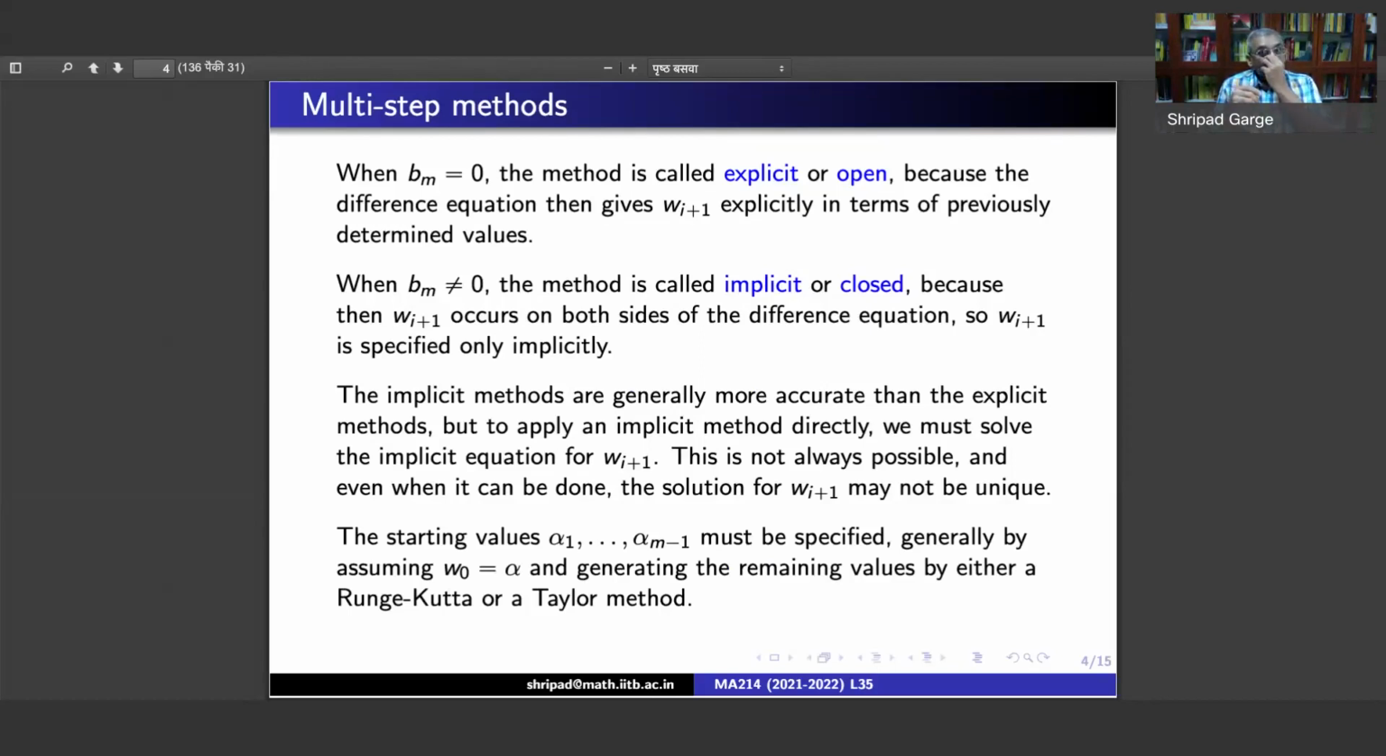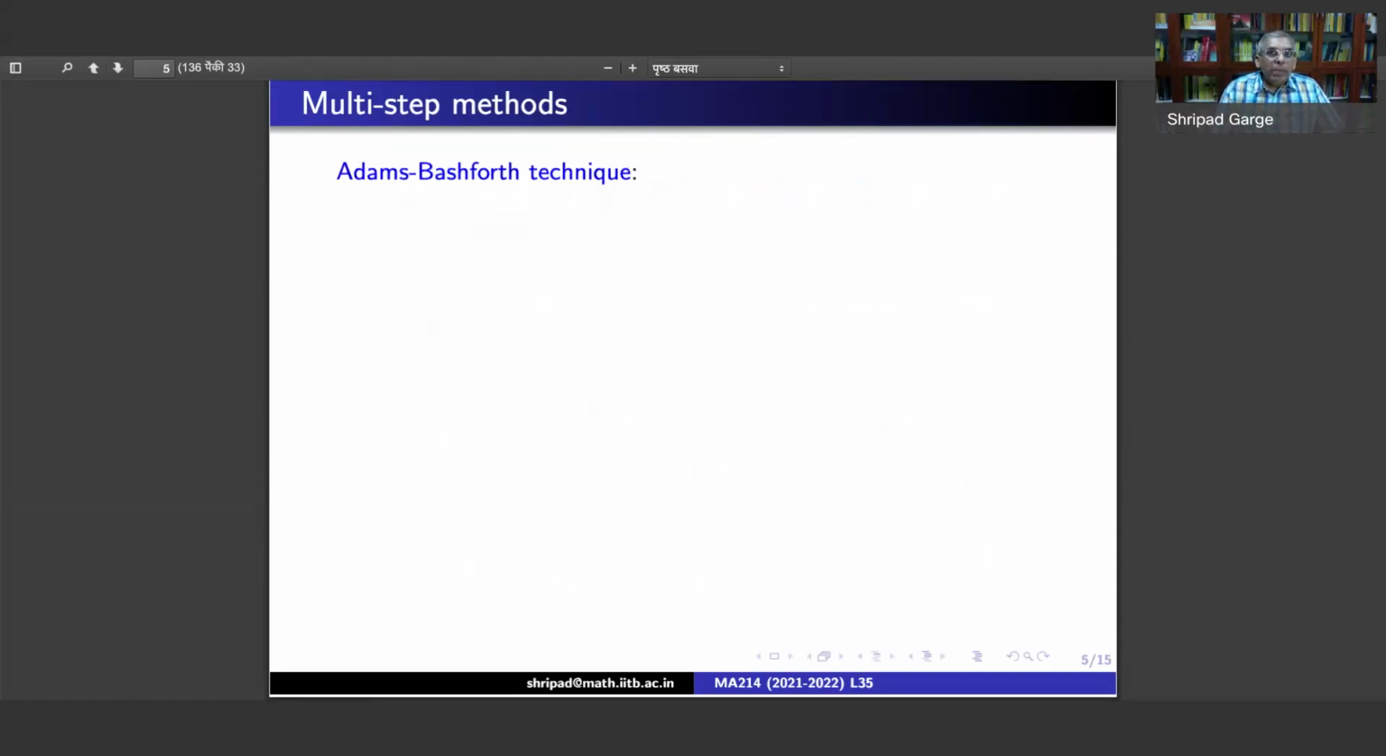Okay, so this is where the things we have learned up to now will be useful. You use either a higher order Taylor method, or Taylor method of order 1, which is the Euler method, or the most popular method, which is the Runge-Kutta method of order 4. We use that, and from the initial value we compute the first m values. Once we have this, then we will be able to apply these explicit or implicit methods. So what methods are those? There are two main methods which are used quite often.